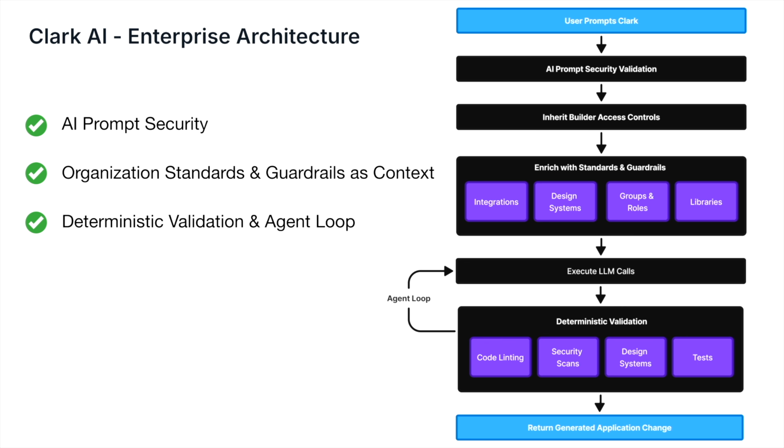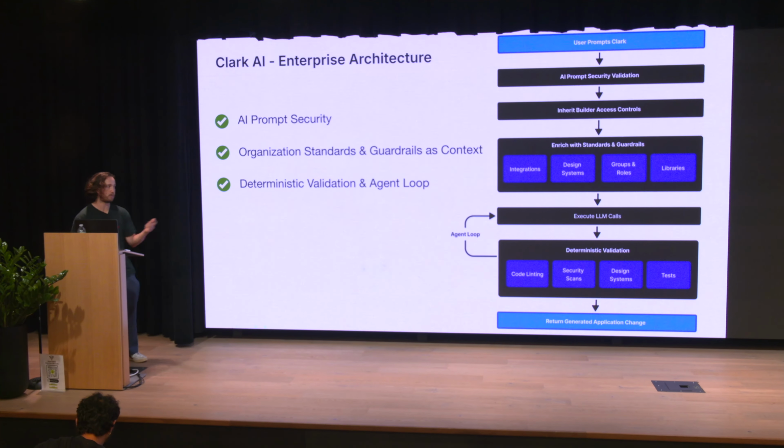Then we're going to enrich the prompt with your standards and guardrails, your integration metadata, your database schemas, your REST API, OpenAPI specs, your GraphQL specs, your design systems, your users and groups and roles, and any libraries you have set up. Then we're going to call the LLM, and we're going to do deterministic validation based on the response of that LLM using a semantic understanding of what the actual code is that's supposed to be generated in Superblocks based, again, on your organization governance. Finally, we're going to go through an agentic loop, and we're going to return an app to you.